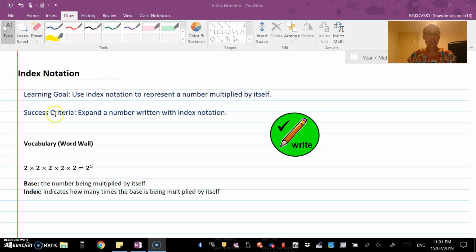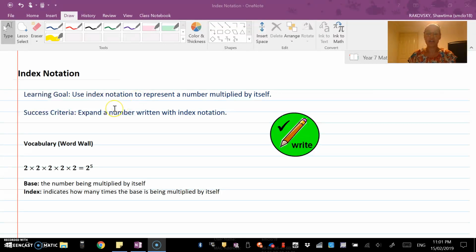Hey everyone, in this video we're looking at index notation. So to get us started, in mathematics generally we like to shorthand things, so that's why we use symbols and numbers to represent our ideas and express the mathematics that we're going to do. So the learning goal for this lesson is to use index notation to represent a number multiplied by itself. That kind of gives you a clue of what it actually is.